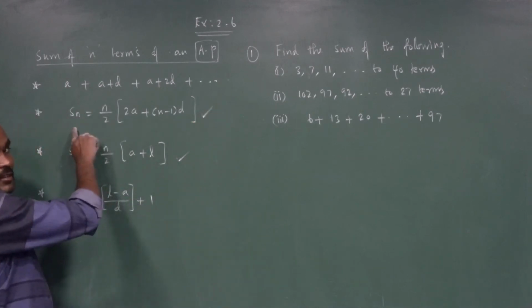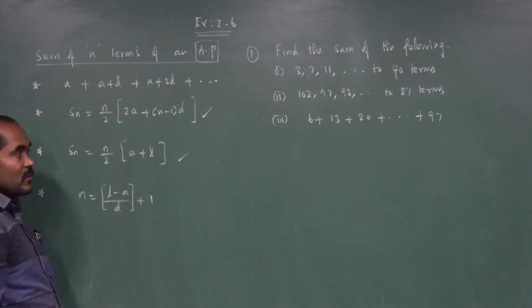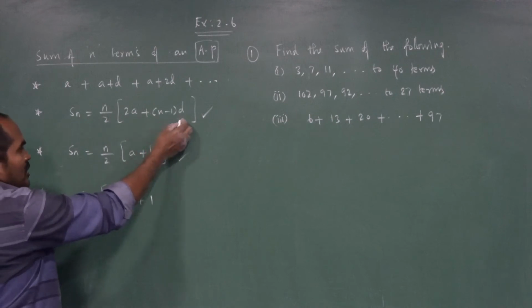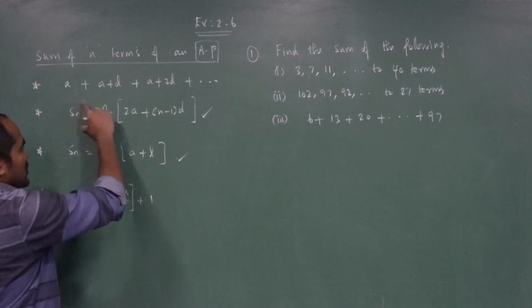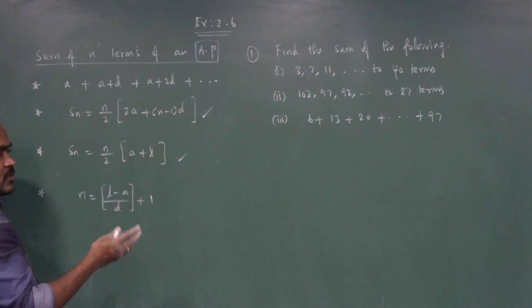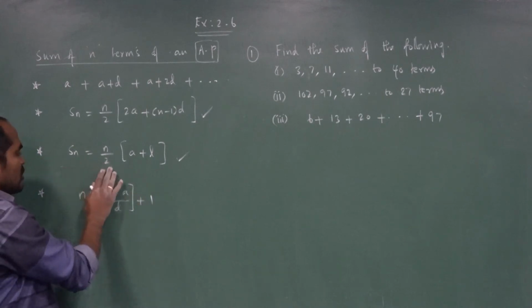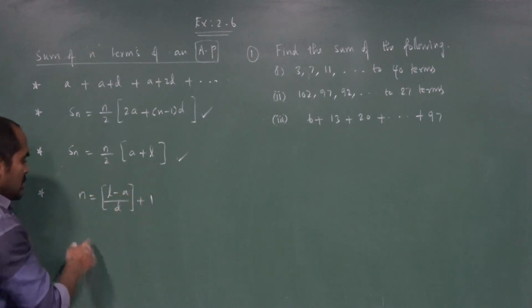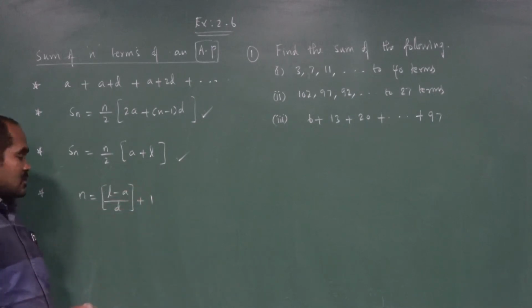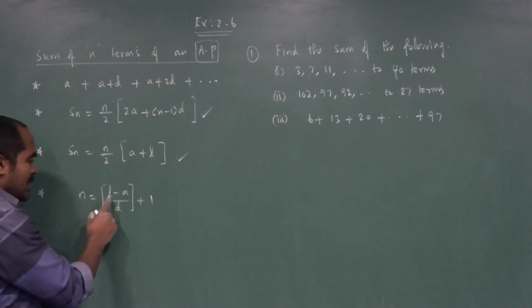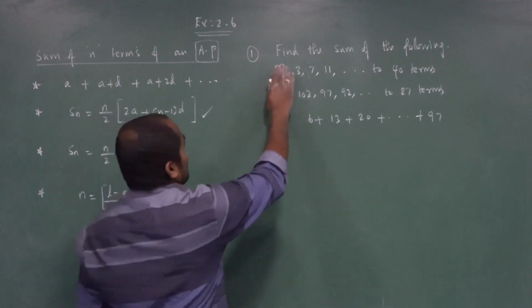One is Sn is equal to n by 2 of 2a plus n minus 1 into d. If we know the first term and common difference from the question, we know a and d, use this first formula. Suppose we know the last term, use the second formula: Sn is equal to n by 2 of a plus l. To find the number of terms in a series, use n is equal to L minus a by d plus 1. So now starts our first question.